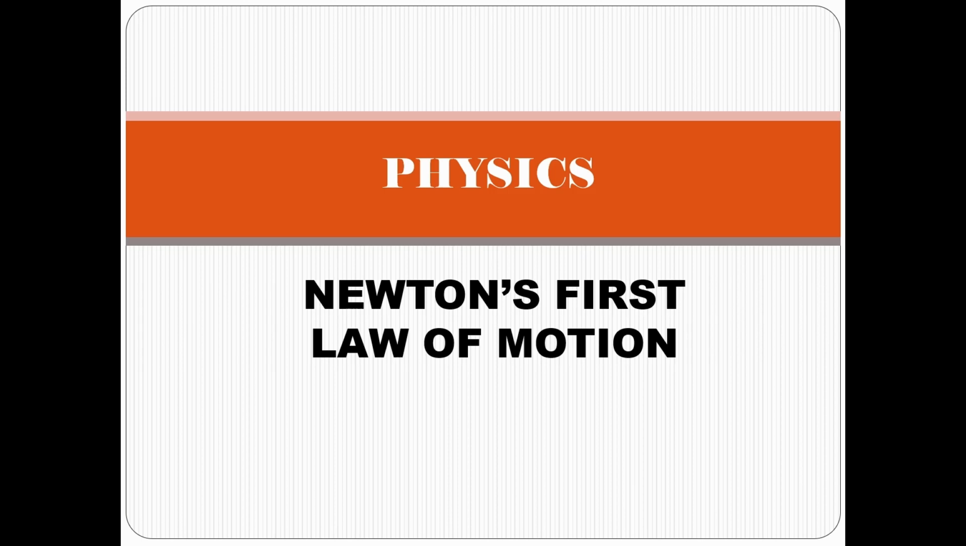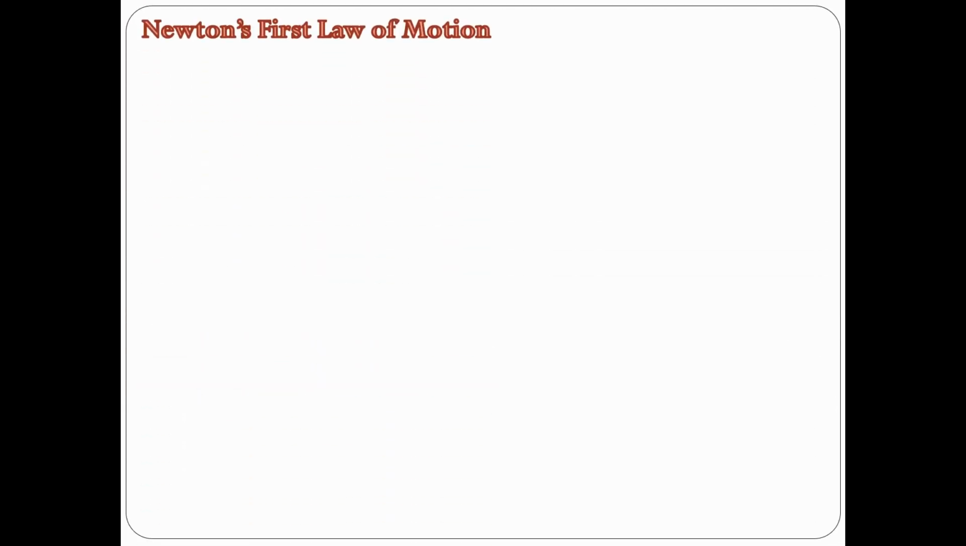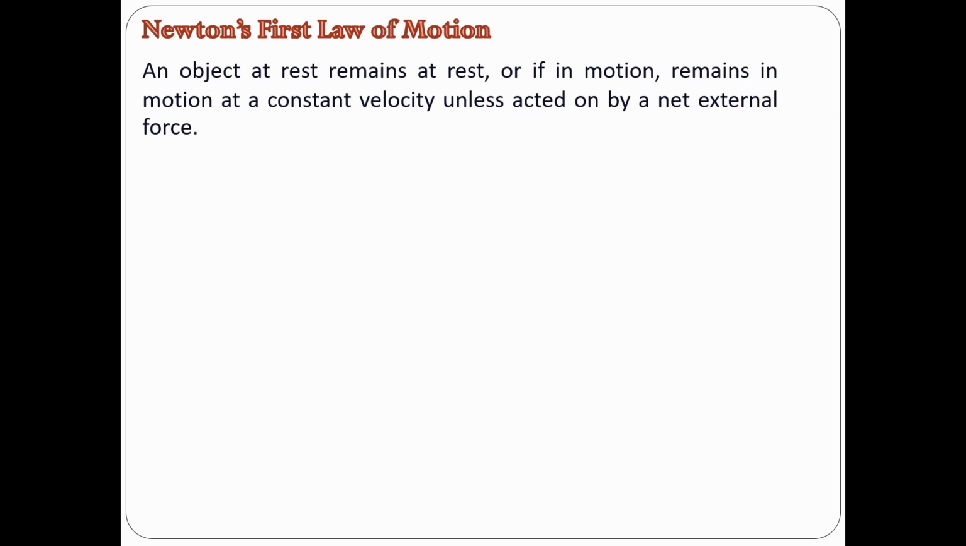In this video lecture, I will discuss the concept of Newton's first law of motion. So let's start. What is the main idea behind Newton's first law of motion? The law states that an object at rest remains at rest, or if in motion, remains in motion at a constant velocity unless acted on by a net external force.